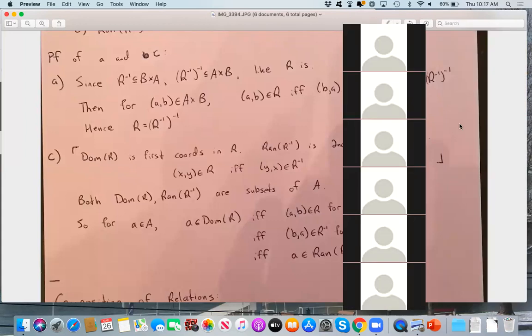Questions about anything? Any of these proofs?